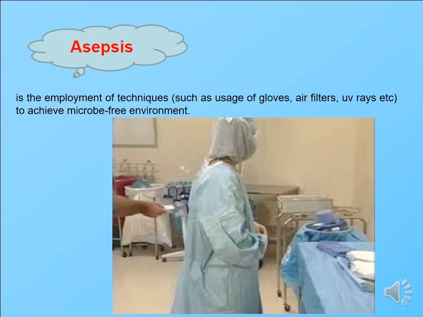What does asepsis mean? Asepsis is the employment of techniques such as the usage of gloves, air filters, ultraviolet rays, etc. to achieve a microbe-free environment. Any method that ensures no microbes live within the environment is an asepsis technique.